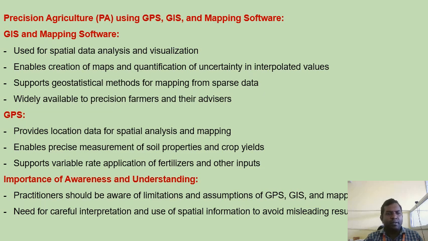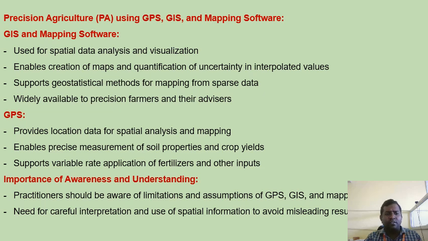First of all, GIS and mapping software are used for spatial data analysis and visualization. They also create maps and quantification of uncertain values, and support geostatistical methods for mapping sparse data, and are widely available for precision farmers and their advisors. So these are the common uses of GIS mapping software. GIS is used for geographical information regarding the terrain or land area or agriculture area, and that has been applied in the precision agriculture process.